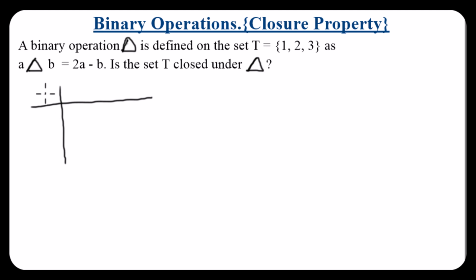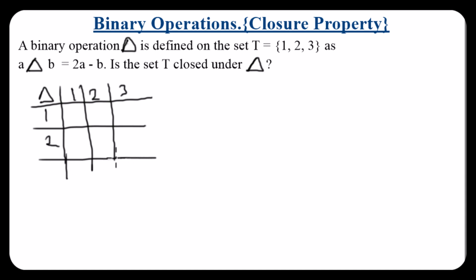So the operation I'm dealing with is delta, and the numbers I have are 1, 2, 3. Let me write this properly in the column section, so 1, 2, and then 3. This way is easier because this means 1 delta 1, 1 delta 2, 1 delta 3, 2 delta 1, 2 delta 2, 2 delta 3, 3 delta 1, 3 delta 2, and then 3 delta 3. All right, so without wasting much time, let's try and fill in the gaps.